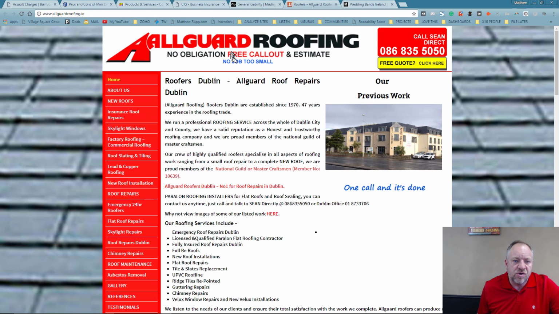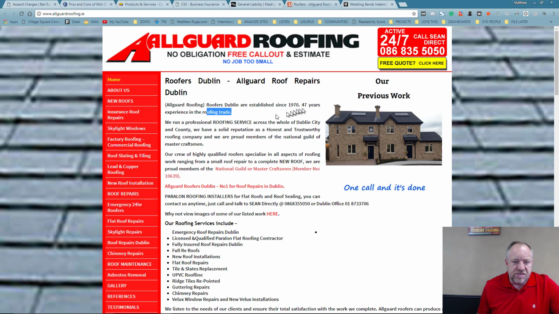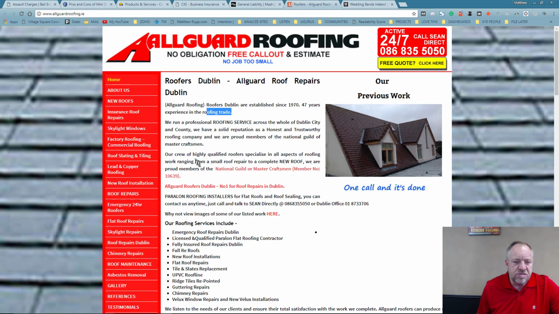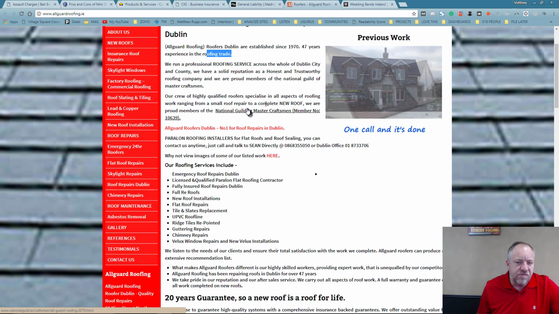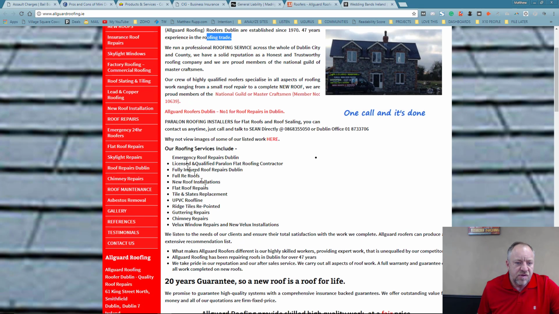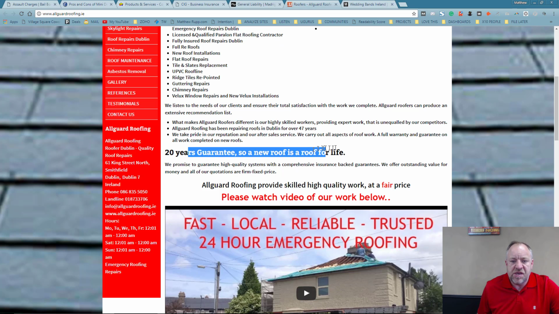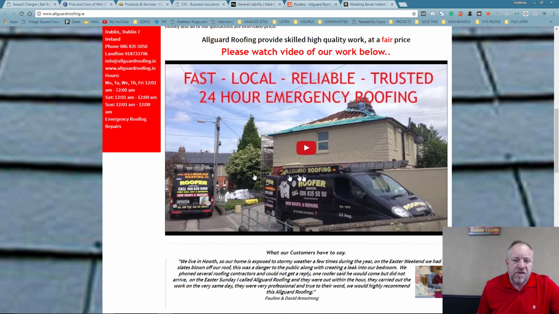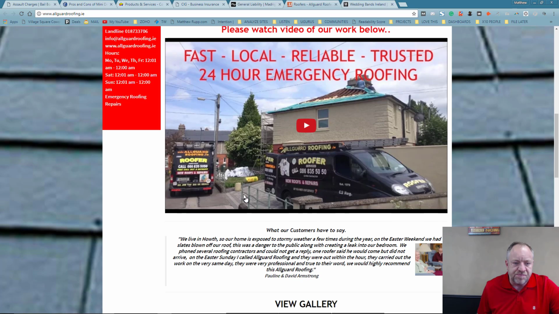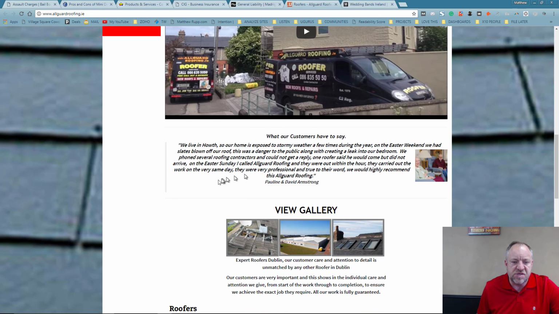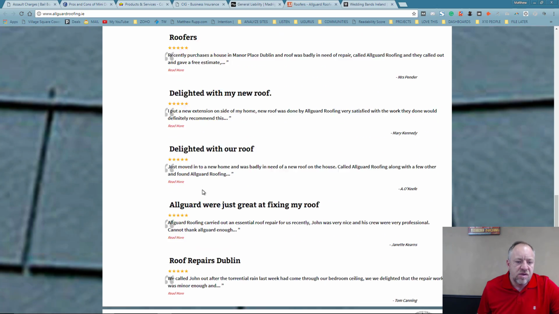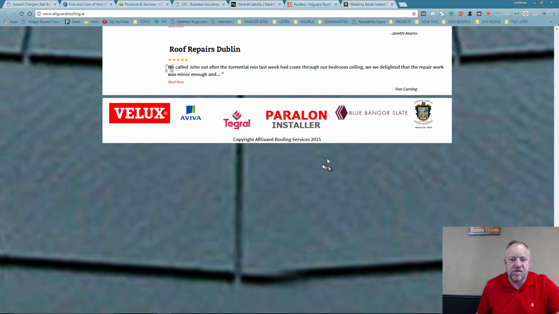Okay, let's look at this All-Guard roofing site. Dublin Roofers, established in 1970, 47 years. Crew of roofers are specialized in this kind of roof. Their roofing services include this: 20-year guarantee, a roof for life. There's a video, reliable, trusted. What our customers have to say, view our gallery, more testimonials, and some trust signals.